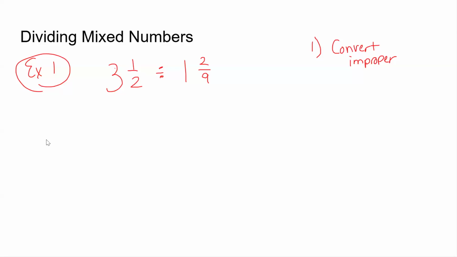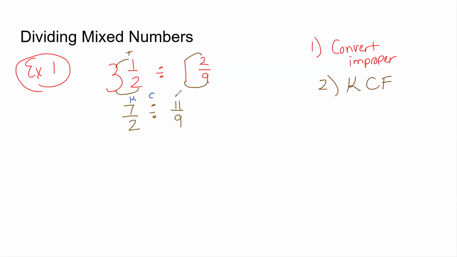Okay, so let's do that. 2 times 3 is 6, plus 1 is 7. Keep the denominator. 1 times 9 is 9, plus 2 is 11. Keep the denominator. So there we go, we converted to improper. And then step 2 is going to be that same method we used for dividing the regular fractions. We're going to keep, change, flip.